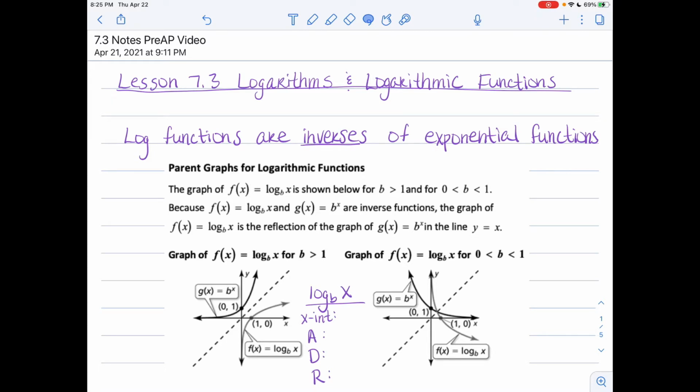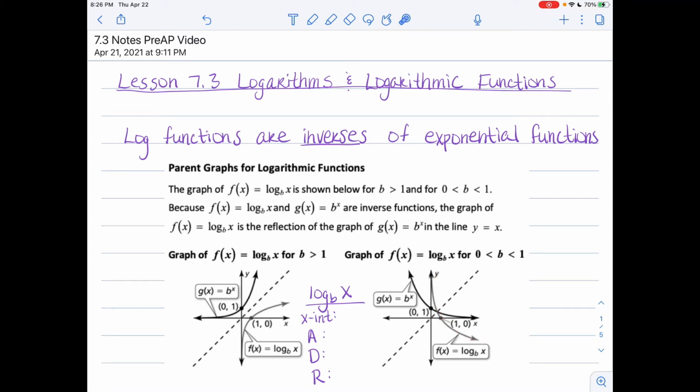Remember that because they are inverses, that means that they have a reflection line at y equals x right across here. So we are familiar with this function. This is an exponential growth function, and this is an exponential decay function over here, so a b value less than 1. And now we are going to look at the inverses of those. This one right here is the inverse of the growth function, and this one is the inverse of the decay function.